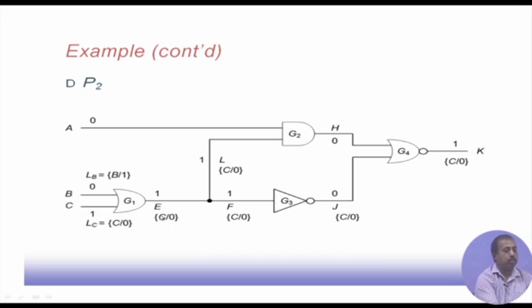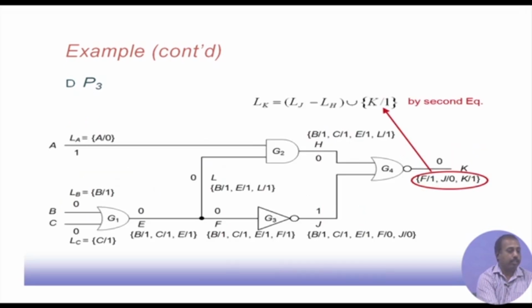This pattern also has the capability of detecting E stuck at 0 at this point. However, that is not counted because the fault has been dropped. So, this way we proceed, and then we can see that ultimately in the K it can detect the fault C stuck at 0. This way we can figure out the faults that are detected by different patterns as we proceed through the pattern set.